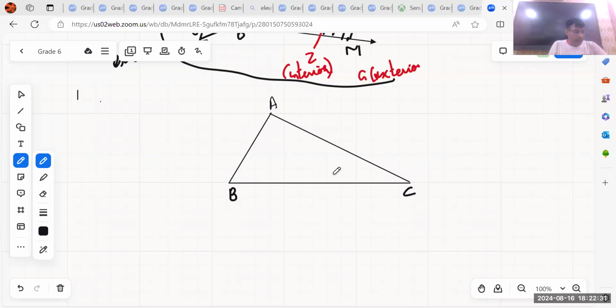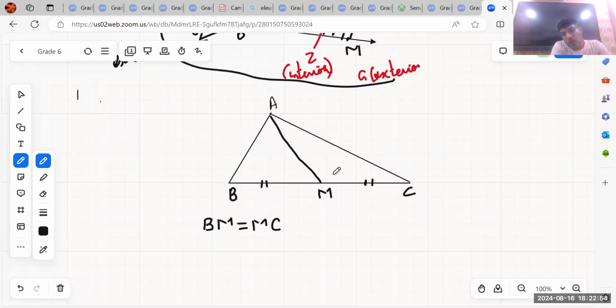So then we have the median. Median divides the opposite sides into 2 parts. Your AM is the median. These 2 signs represent that BM is equal to MC. BM is equal to MC. So what is your median? AM is your median.